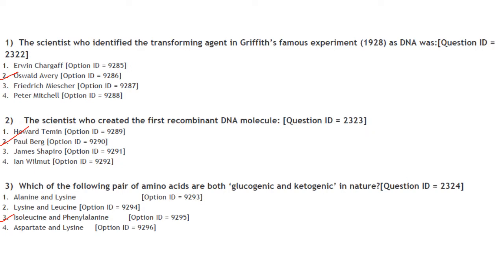Then, which of the following pair of amino acids are both glucogenic and ketogenic in nature? So they are isoleucine and phenylalanine. These glucogenic and ketogenic amino acids have been asked in other MSc entrance exams also, conducted by other universities.